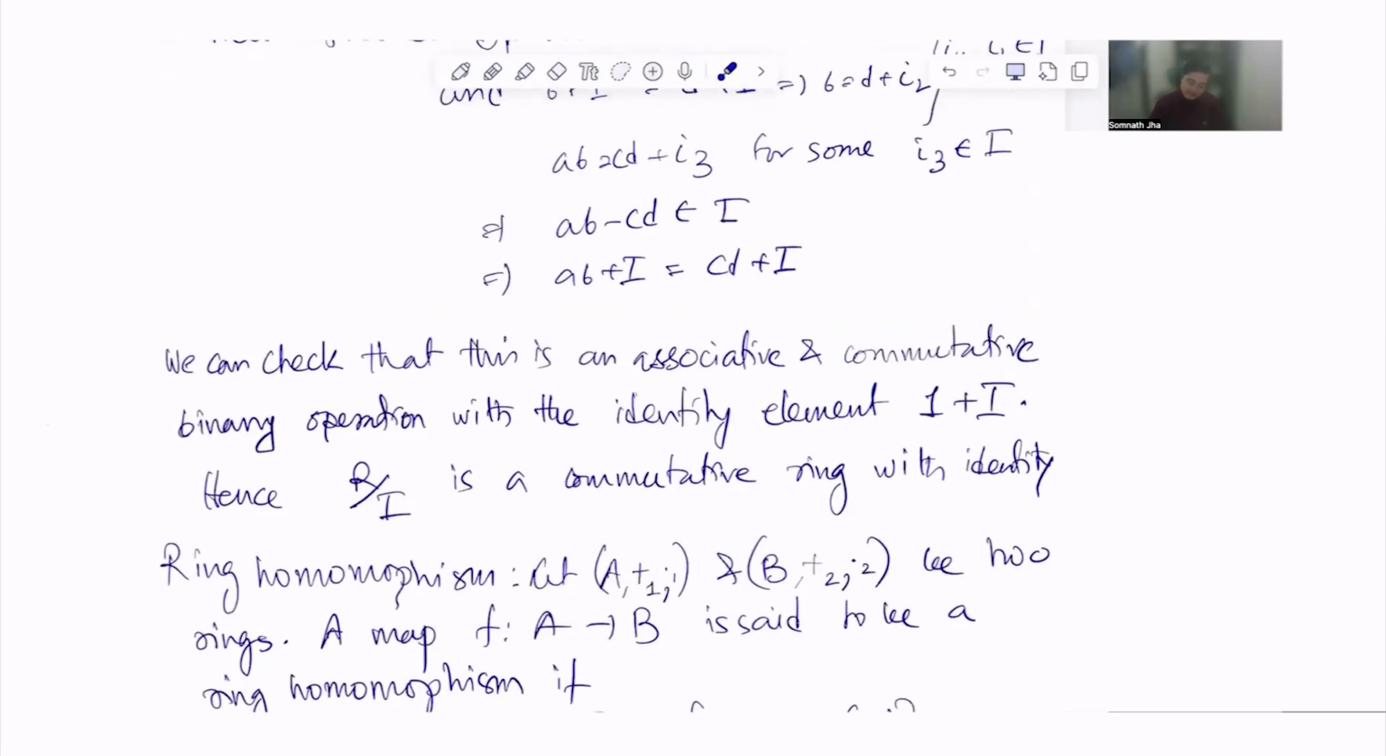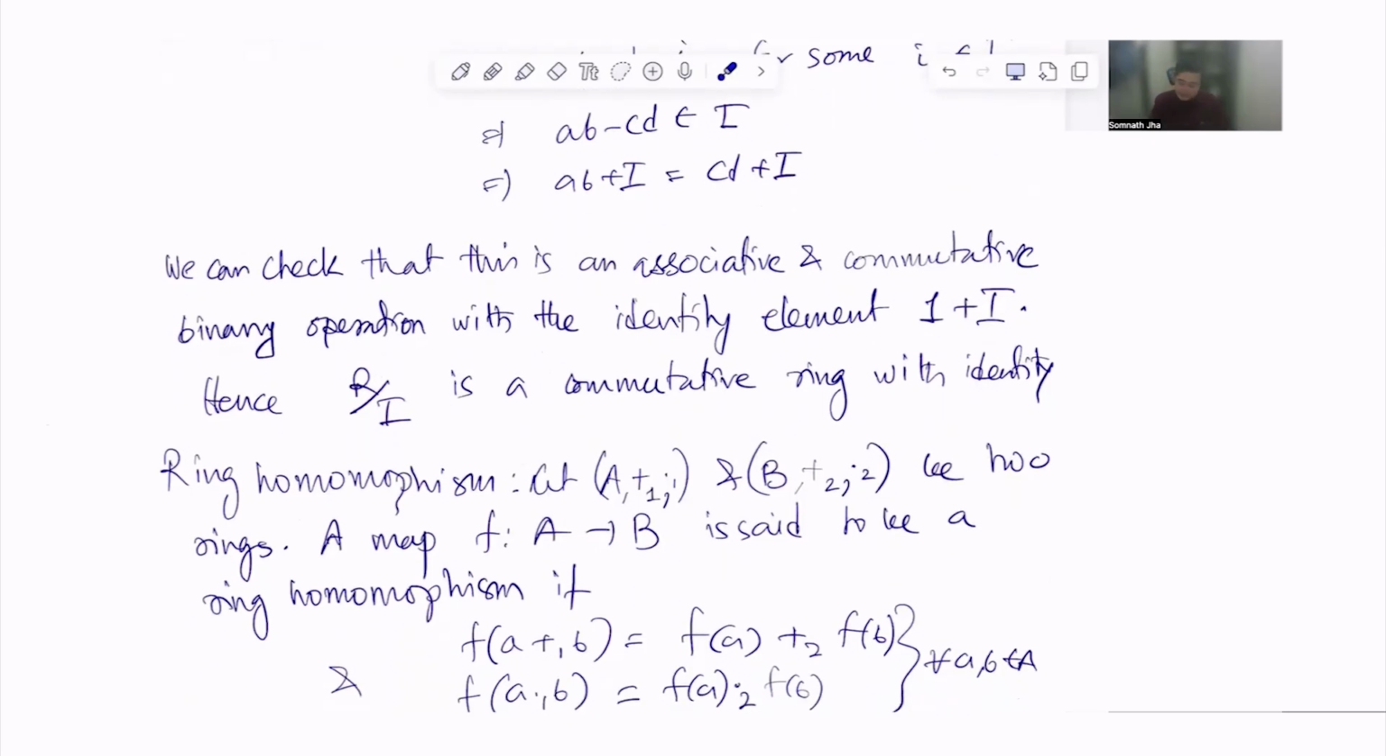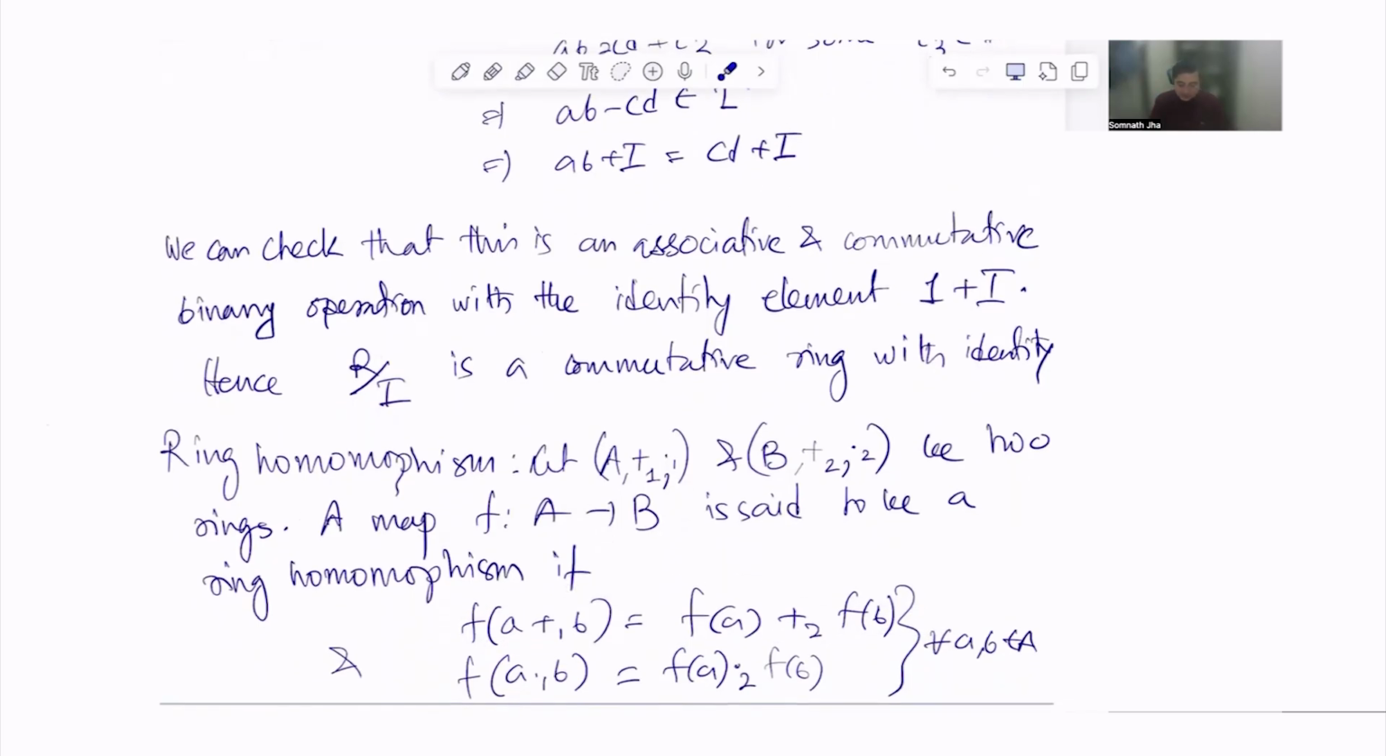Then a map f is said to be a ring homomorphism if f of a plus b, where this plus is plus 1 in A, gives you f of a plus f of b, where this plus is the second operation. So it's just the definition of group homomorphism, which means it's an abelian group homomorphism, which you already know. And the new condition is f of a dot b should be f of a dot f of b, where this dot is inside A and this dot is inside B.